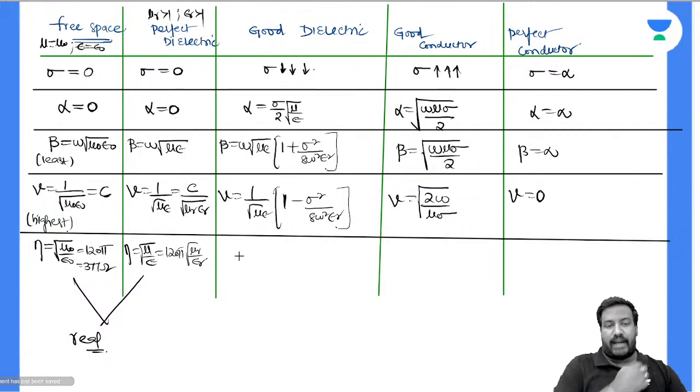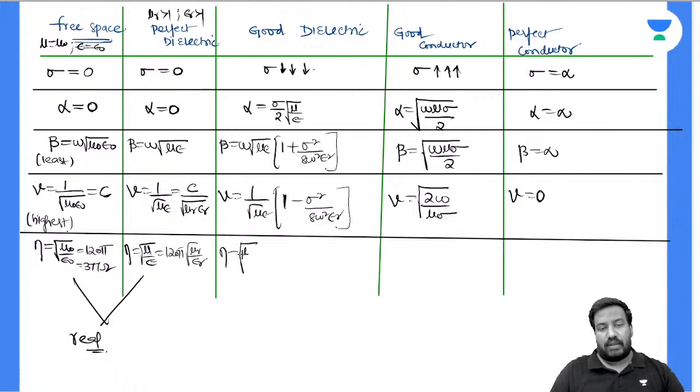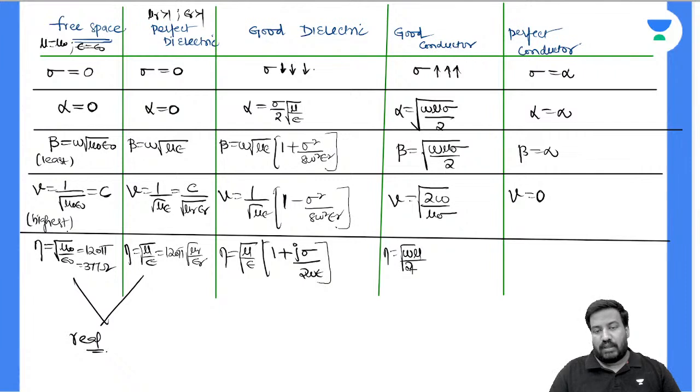If you go for a good dielectric, eta is under root of mu by epsilon into 1 plus j times sigma by 2 omega epsilon. It is complex in nature. For a good conductor, eta is under root of omega mu by 2 sigma plus j times under root of omega mu by 2 sigma. In both these cases, it is a complex value.